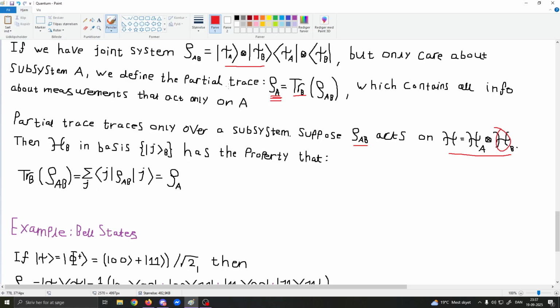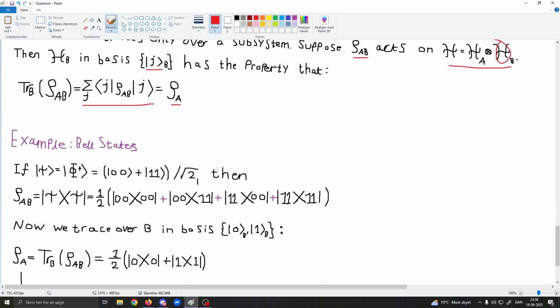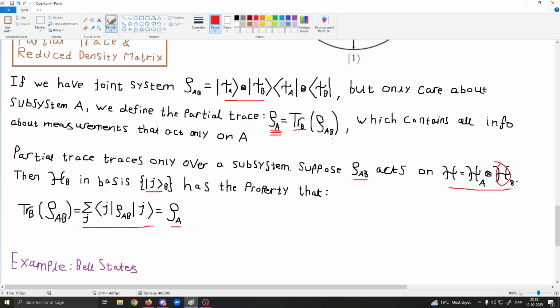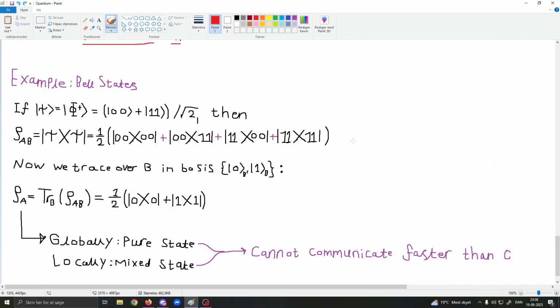But for our case, it's pretty simple. We just do it in the computational basis. So we sum over all of Bob's computational kets and bras, as you can see right here. So this is what we do for the partial trace, and it leaves us with Alice's subsystem. Now this may all be a little confusing, so I've also made an example for this just to demonstrate that it's not as bad as it sounds.